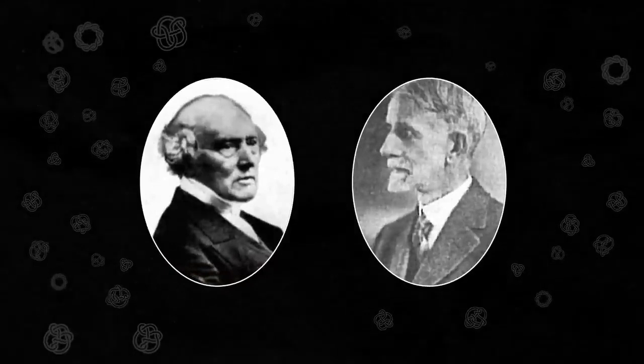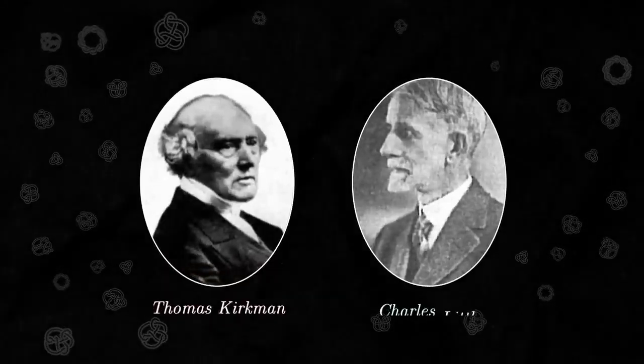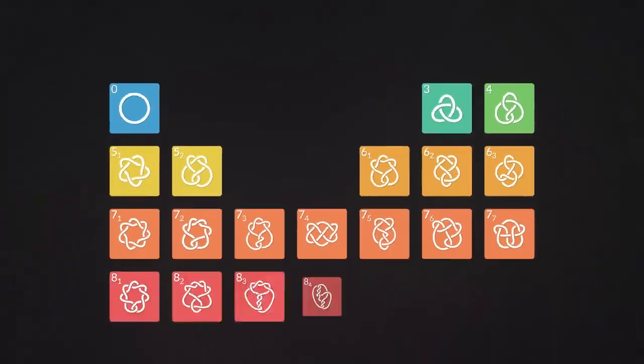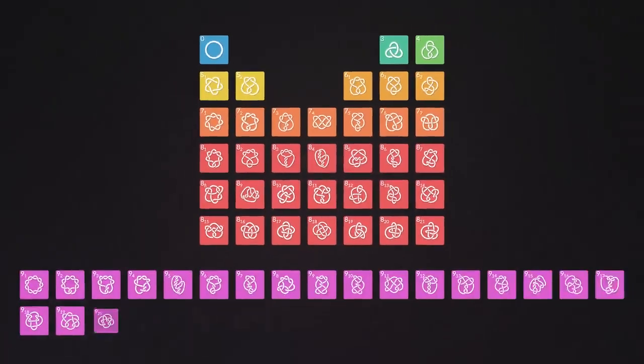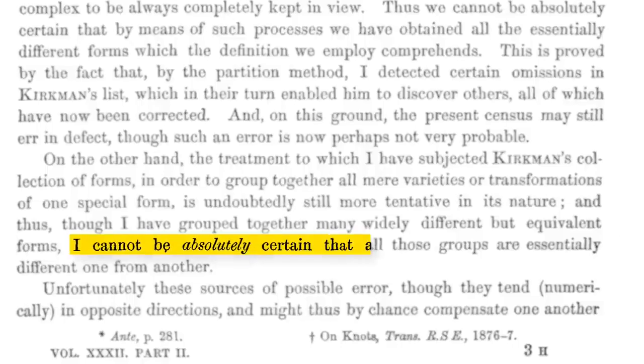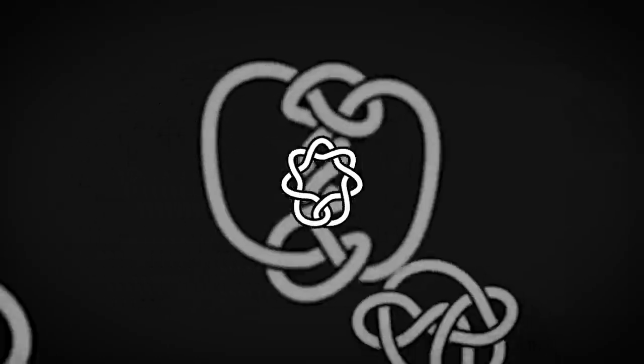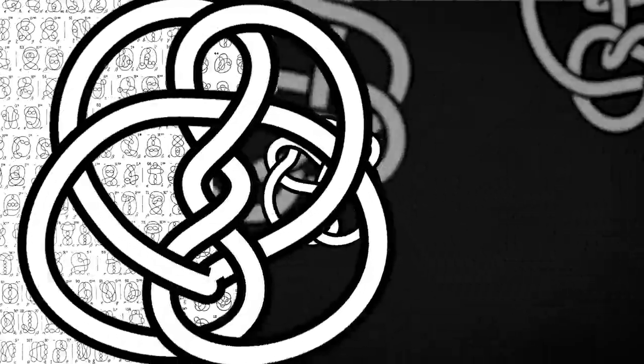2 mathematicians took him up on his call for help, Thomas Kirkman and Charles Little. Together, the 3 of them were able to find all 21 8-crossing knots, all 49 9-crossing knots, and all 166 10-crossing knots by 1899, just 2 years before Tait's death. This was all done painstakingly by hand. Tait admits in his paper, "I cannot be absolutely certain that all those groups are essentially different one from another." In the process of tabulating knots, he had uncovered the central problem of how to possibly tell them apart.